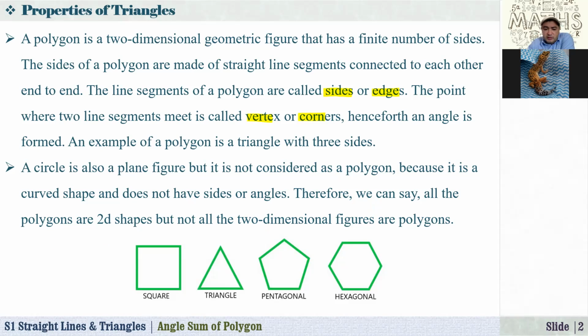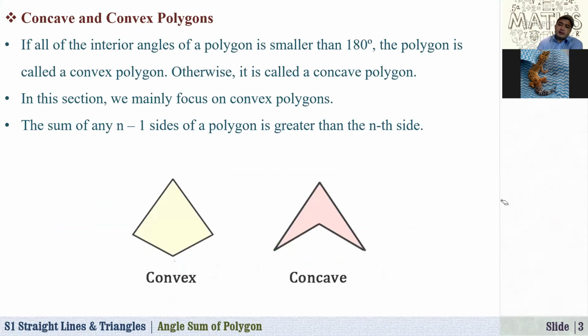We have a lot of 2D shapes, right? They are not polygons. For example, if you just draw a circle or oval or any kind of curved figure, it is not a polygon. Also here, we have a curve maybe, and one side is a straight line. It's not a polygon, right? And maybe we have three sides like this, but this part is a curve. Also, it is not a polygon. Polygon means that all sides of the polygon must be straight lines.